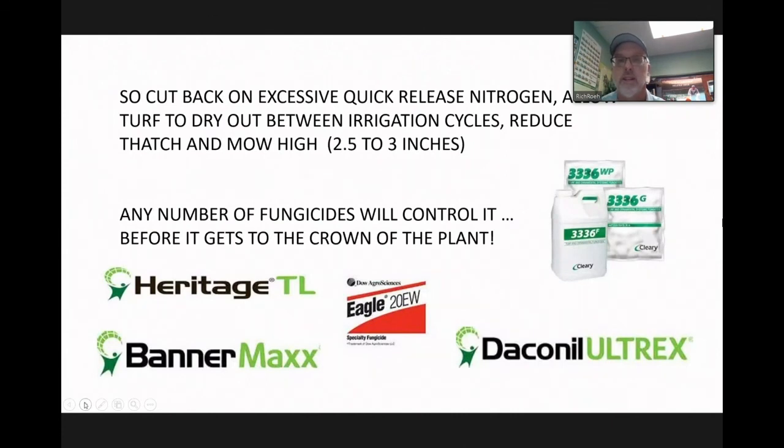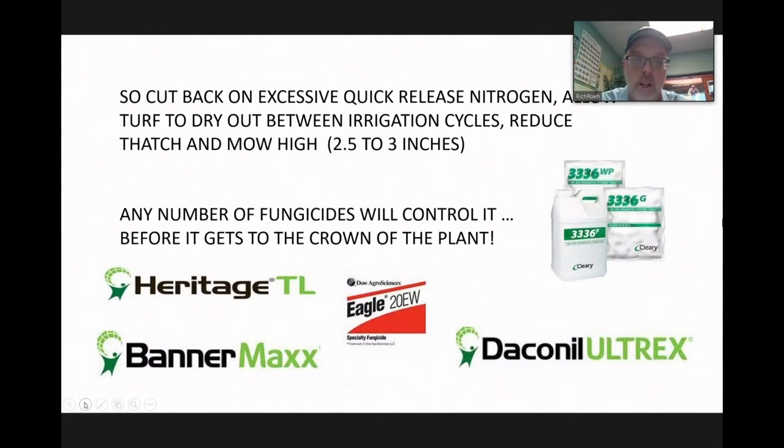Some of the things that exacerbate these leaf spot diseases are excessive quick release nitrogen, more than anything else, as well as moisture that's left on the leaf blade for too long. In Colorado, where it's relatively dry and not very humid, excessive moisture on the leaf blade isn't really that big of an issue, but certainly quick release nitrogen is.